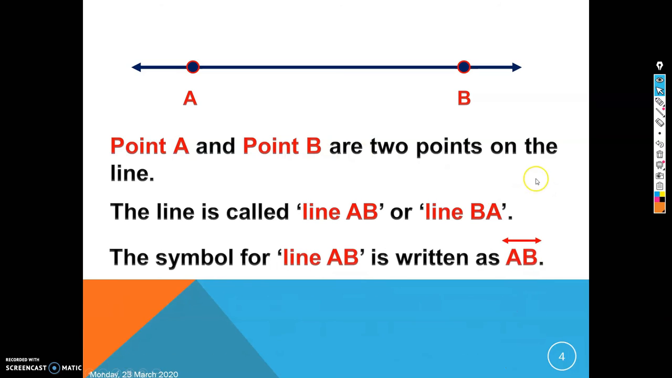Down here, you can see this is how you would write that. Instead of writing out the word line, as in line AB, you would put a little line symbol above it and put the letters for the points. Okay? All right.